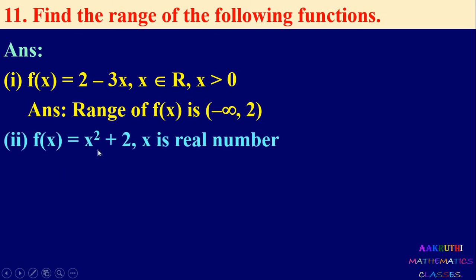So next problem, f of x is x square plus 2 when x is a real number. Here we substitute x equal to 0, we get f of 0 is 0 square plus 2, so we get 2. So when we substitute x equal to 1, we get 1 square plus 2, it is 3. So when we substitute x equal to 2, we get 2 square 4, 4 plus 2, it is 6. So when we substitute negative numbers, suppose if you substitute x equal to minus 1, square is plus 1, plus 1 plus 2 is 3. So when we substitute x equal to minus 2, we get 4 plus 2, it is 6.